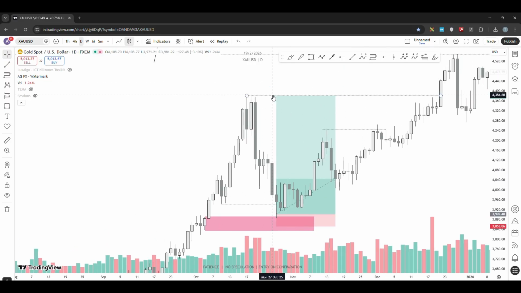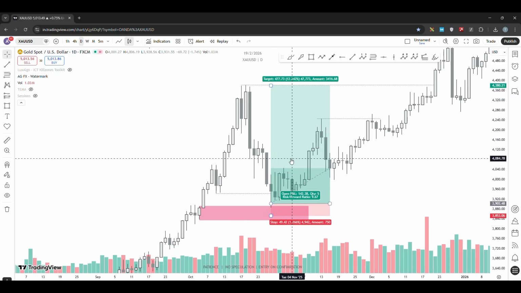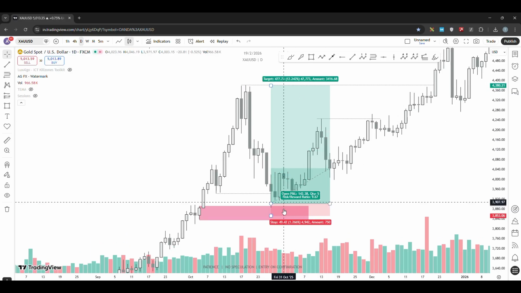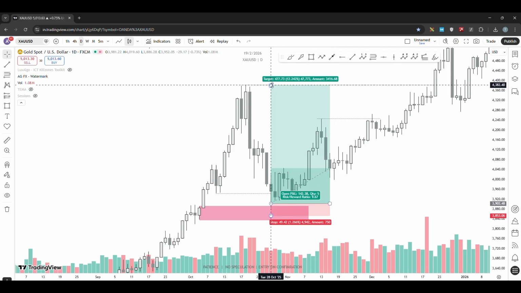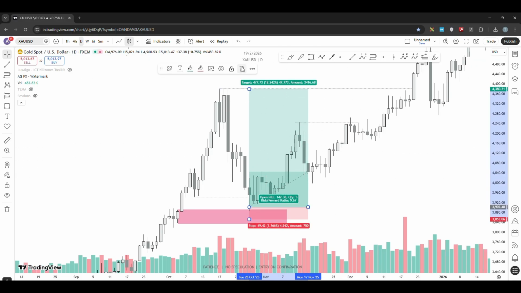So your target is going to be a daily liquidity. In this case, you can see that market displaced quickly from this order block and market continued higher to target your liquidity, right? Let's see some more examples.